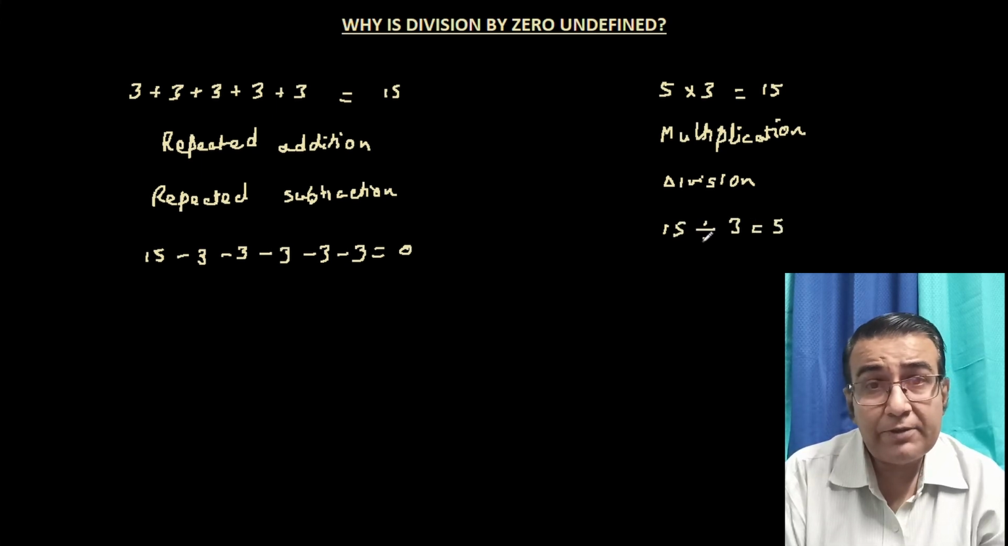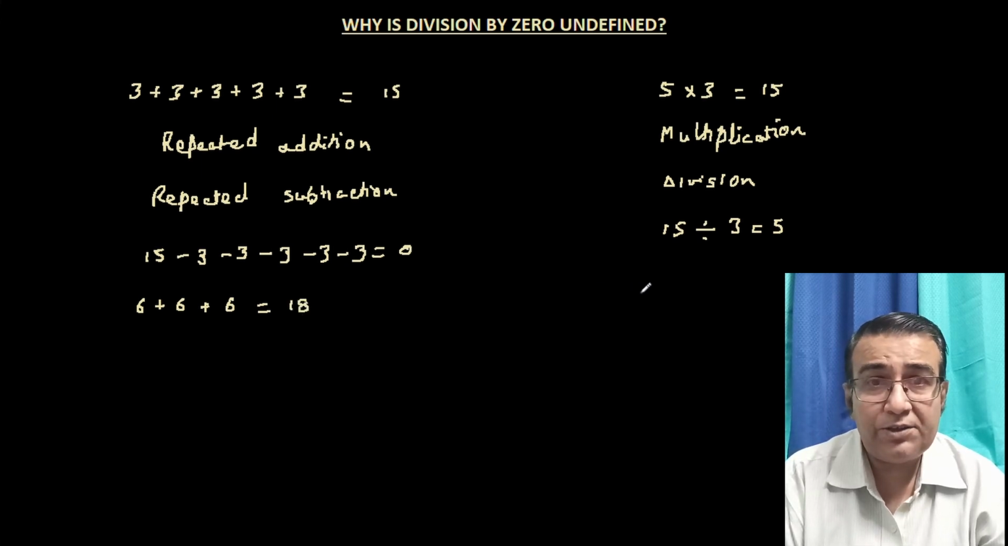Now instead of starting with the number 3, we can also start with any other number, say the number 6. What if we add it to itself, say 3 times? So 6 plus 6 plus 6. So 6 plus 6 is 12 and 12 plus 6 is 18. So the answer is 18.